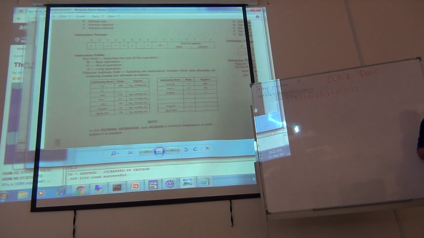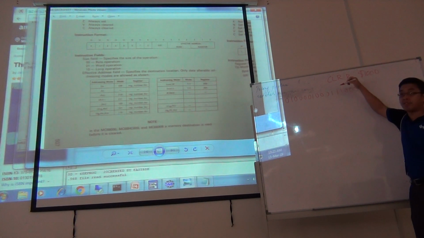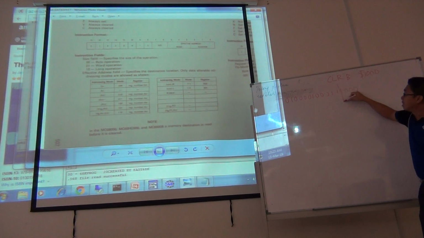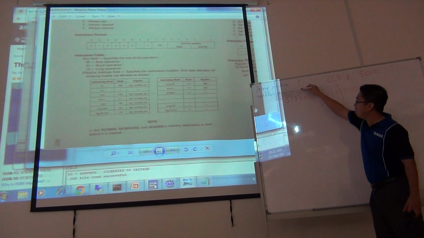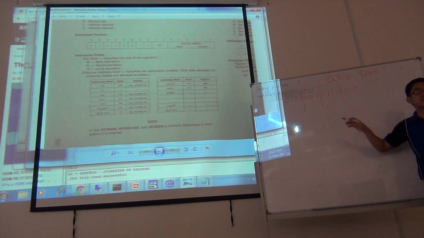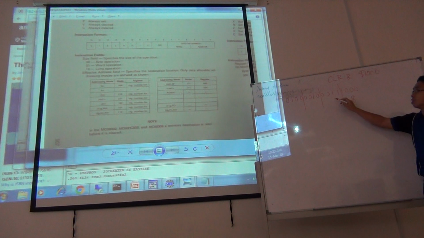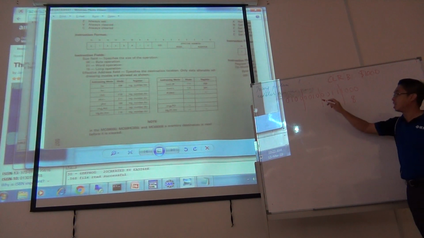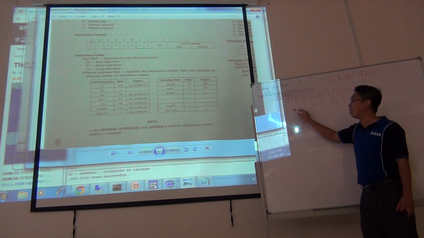Convert it to hex. Very simple. In the method, you just need to convert, divide by 4 every time. Section 1, 2, 3, 4. 1, 2, 3, 4. So this is the division. Convert to hex. This is equivalent to 8. This is equivalent to 3. This is equivalent to 2. This is equivalent to 4.